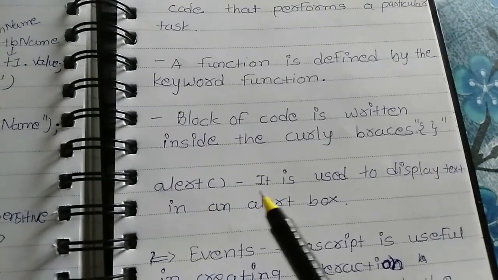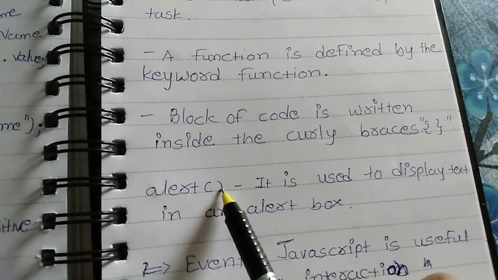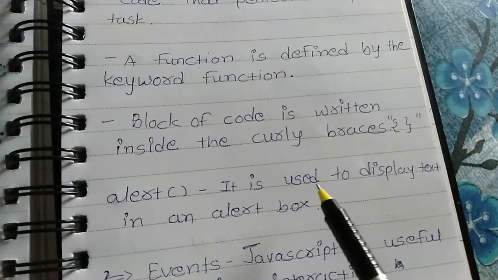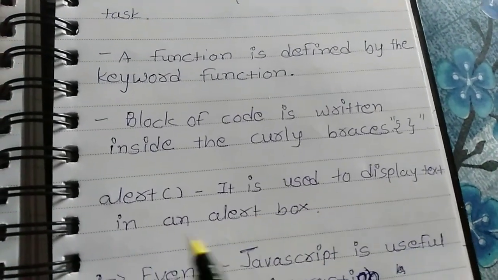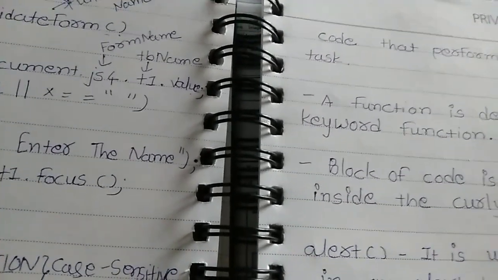alert. Now alert means what? Can you see? Alert is a function. Why? Because of the opening and closing bracket. Alert is a function and it is used to display text in an alert box. Alert means what? You have to alert.